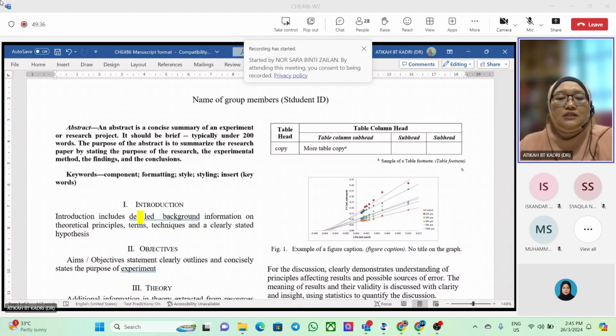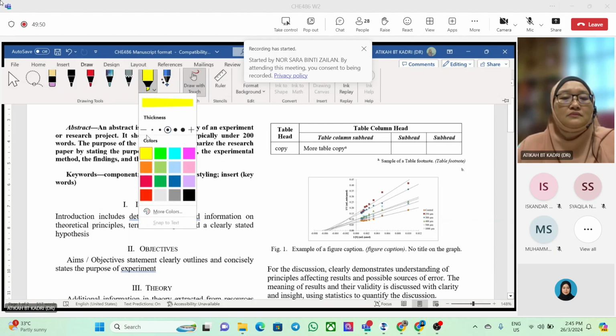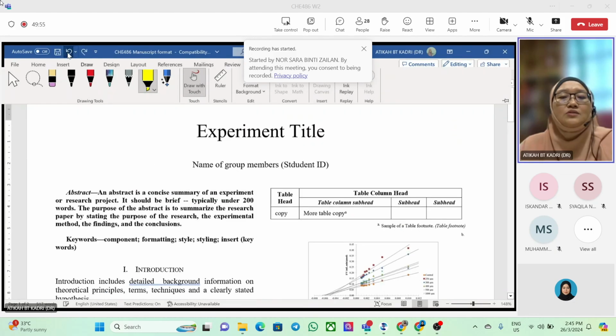Right, next in the introduction section, okay, so in the introduction section, why is it not moving? Okay.